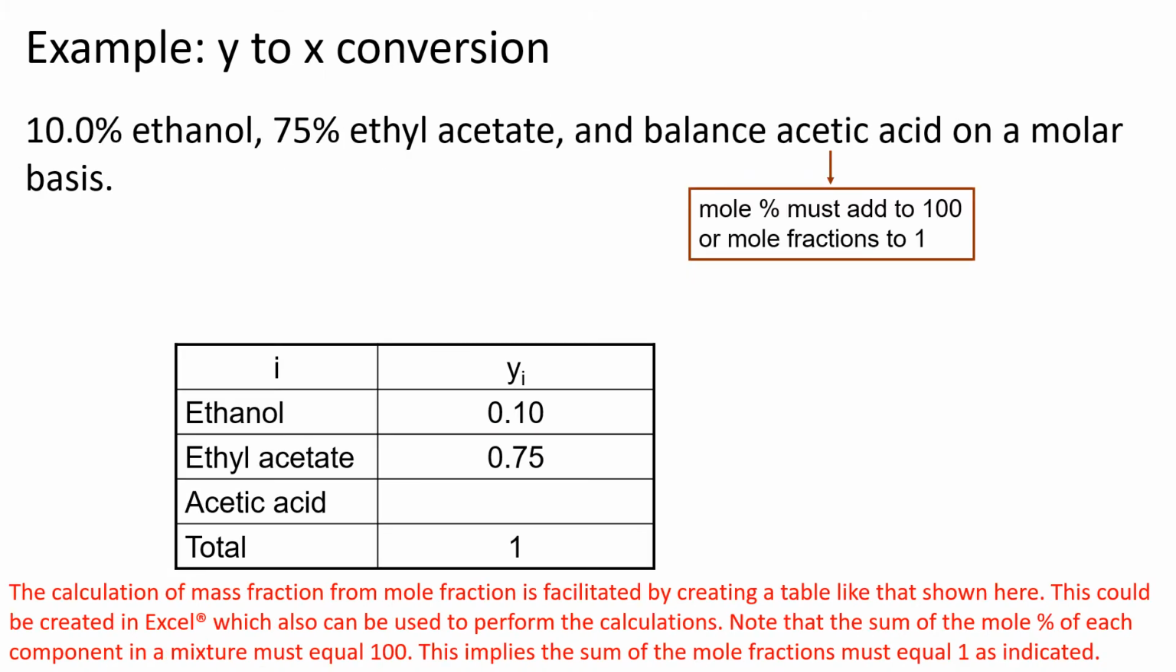The calculation of mass fraction from mole fraction is facilitated by creating a table like that shown here. This could be created in Excel, which also can be used to perform the calculations. Note that the sum of the mole percent of each component in a mixture must equal 100. This implies the sum of the mole fractions must equal 1 as indicated.